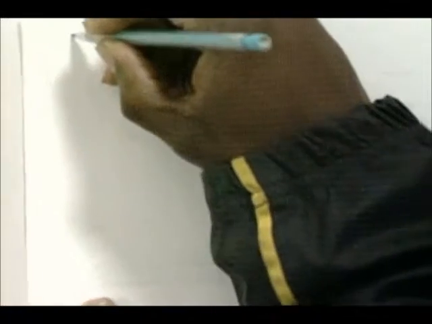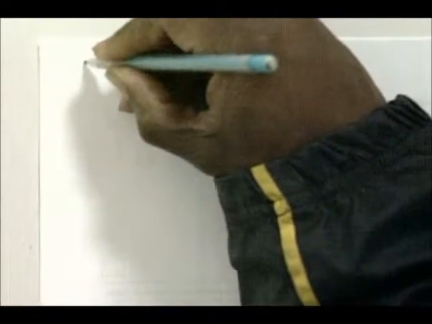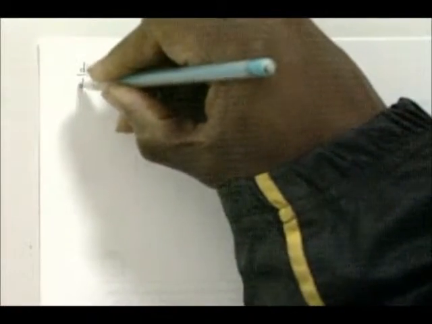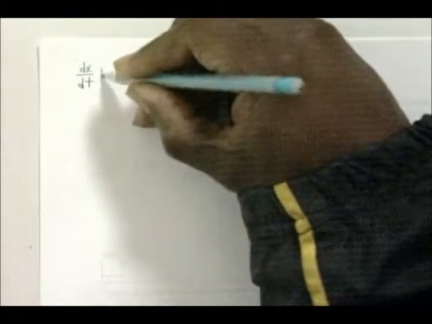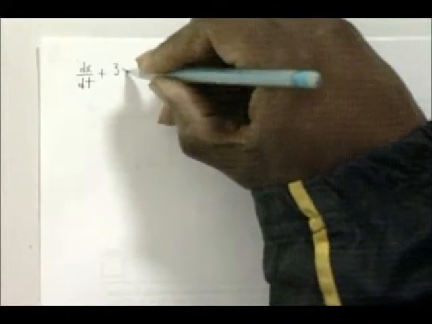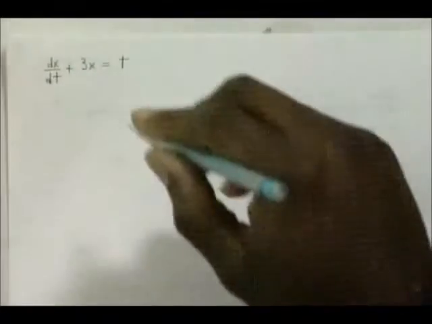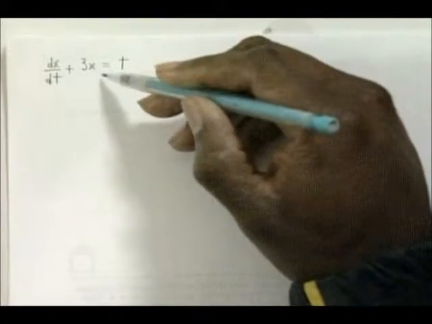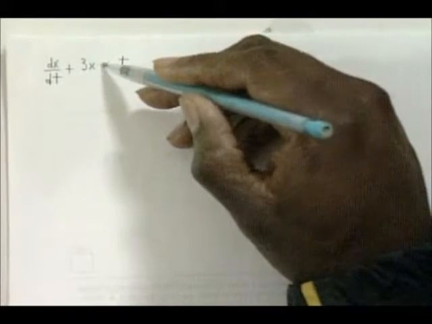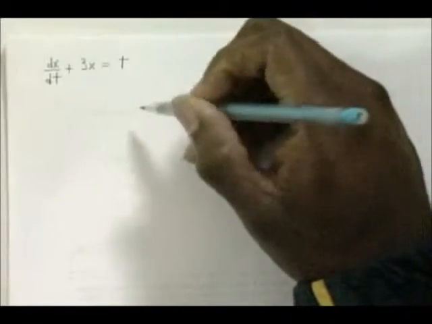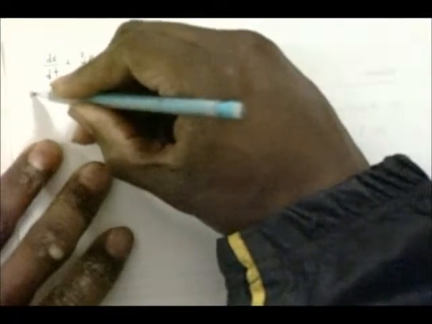The second equation, dx/dt plus 3x is equal to t. All right. So again, we talked about, we got this problem, dx/dt plus 3x is equal to t. Let's go through the first method.